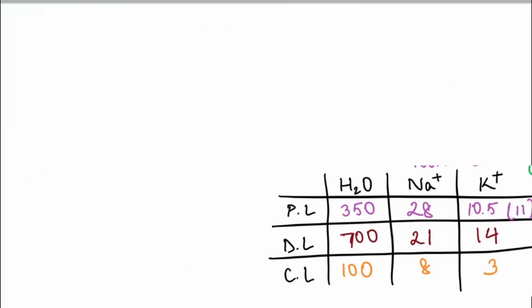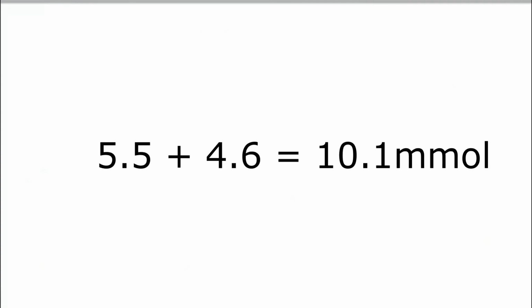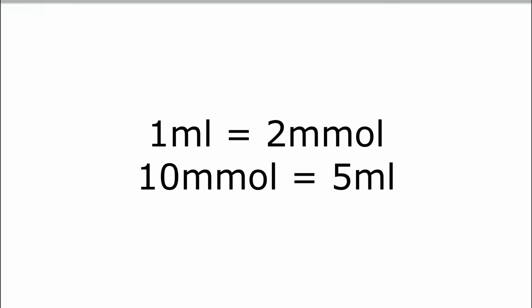In the second phase, we will infuse potassium chloride. So half of the pathological losses will be half of 11, 5.5, a third of the daily requirements, which is 14 divided by 3, that will give you 4.6. So we need a total of 10 potassium chloride to be infused. Now remember, we said 1 ml is 2 millimoles of potassium, so now we need 10 millimoles. That means we will infuse 5 mils of potassium chloride into the glucose solution, into the 268 mils of glucose solution.